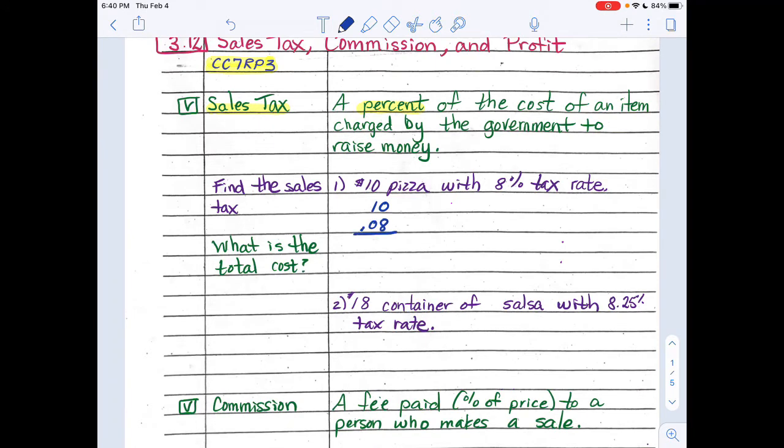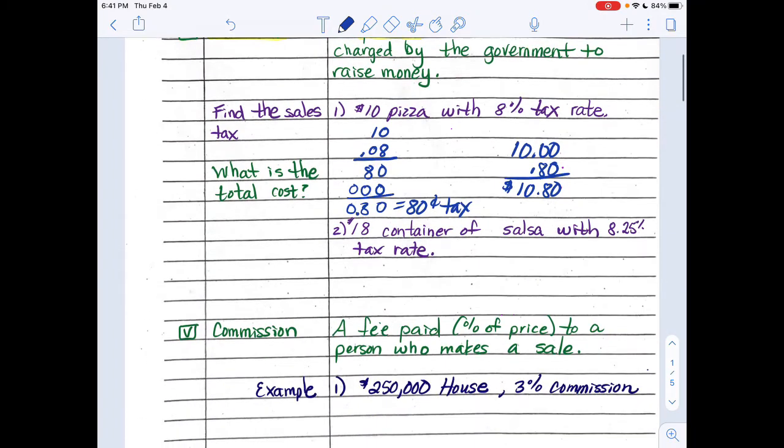Remember, we write it as a decimal. Again, you can use your calculator if you wish, but let's show our work here. 0, 8, we put a placeholder, and then 0 again, and then 0 times 1, so 0 again. Add them up, and if you move your decimal 2 places, it is 80 cents in tax. So what's the total cost of our pizza? It would be our $10 plus our 80 cents: $10.80 for the pizza. A lot of people forget to include tax when they're thinking about how much they're going to spend.